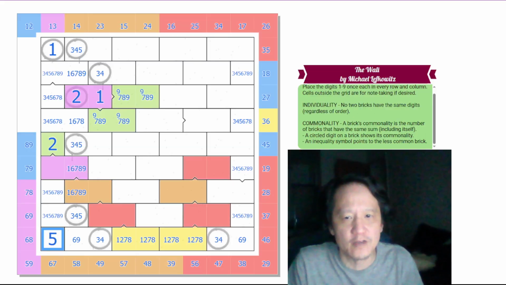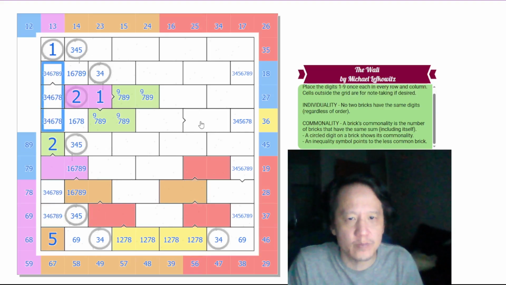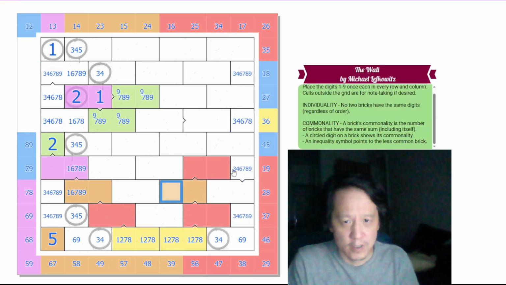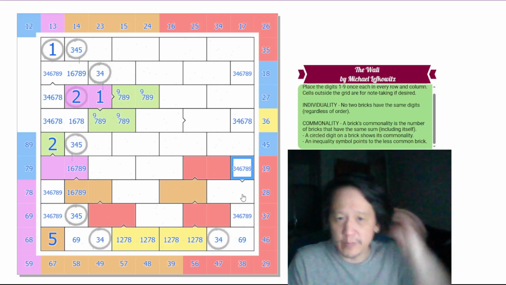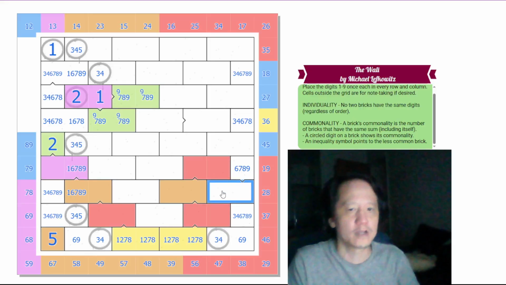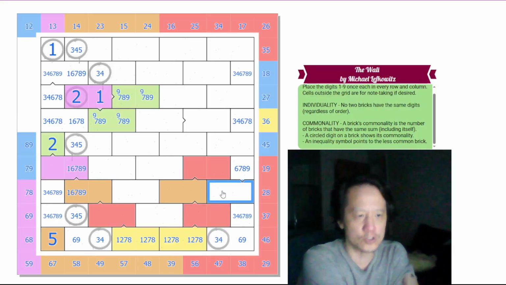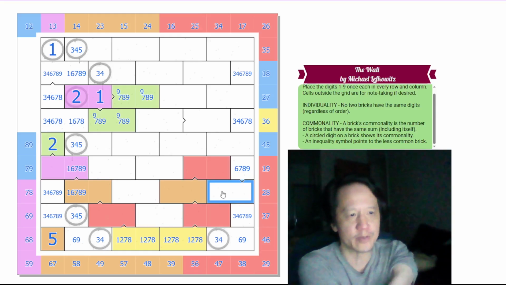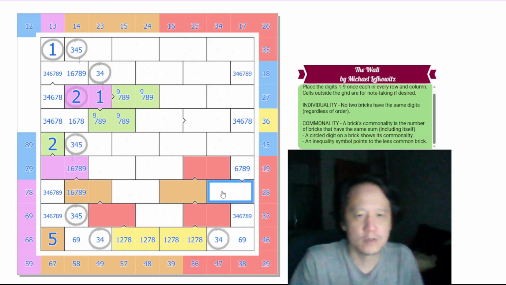This is 5, which is commonality 3. That means 5 cannot be here anymore, and 5 can't be in any of the single digit bricks. 3 and 4, again, cannot be there because it has to be greater than another brick, which has at least commonality 2. And 3 and 4 only have commonality 2 also.